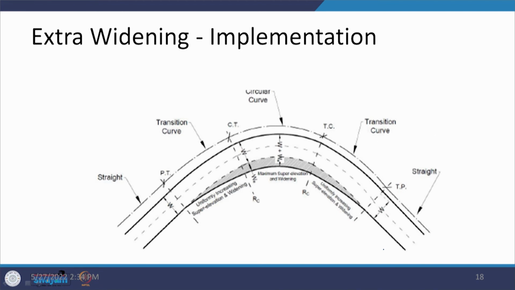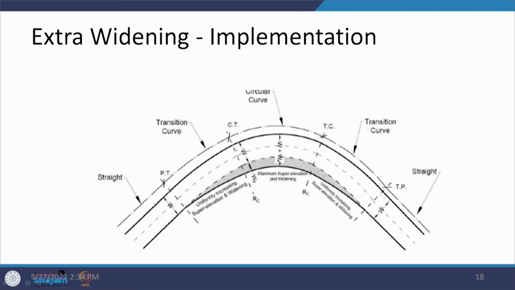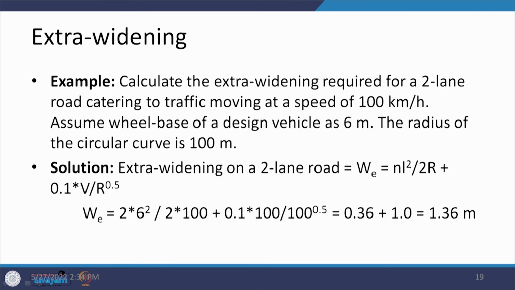So, in that case what will happen? If we do not have a transition curve, or if we are in a hilly region, then the whole of the extra widening is being provided here. What you can see is that this is total WE being provided here, and then it remains constant all across the length of the circular curve, and finally reduces again and becomes 0 at the end of the transition curve. Now, let us look at some examples.